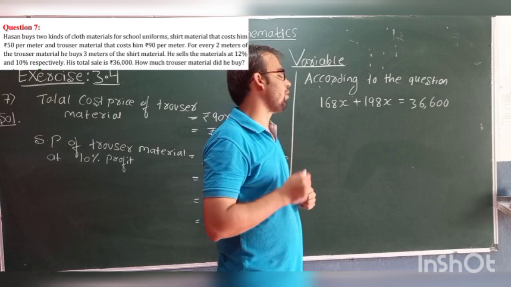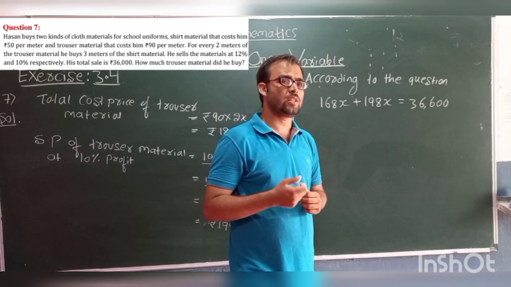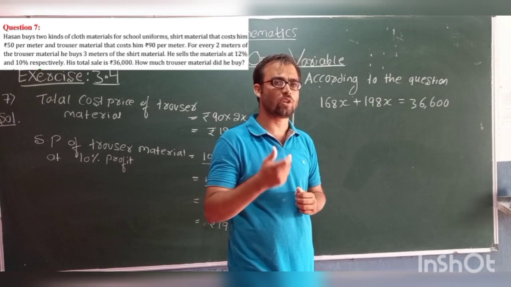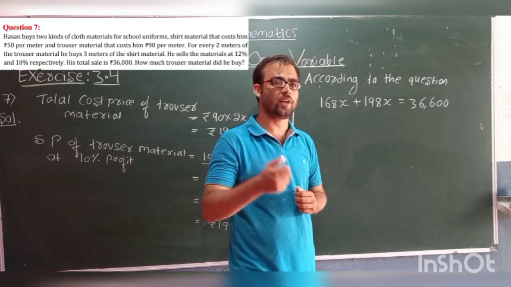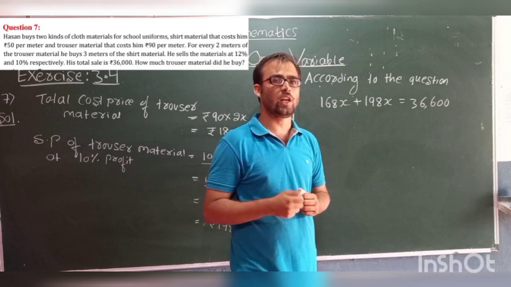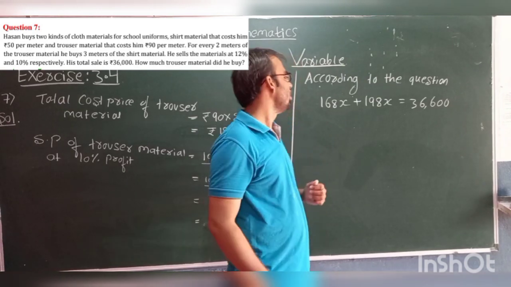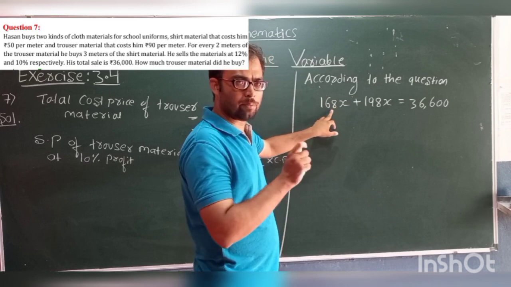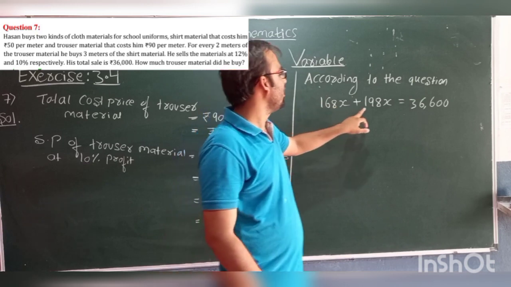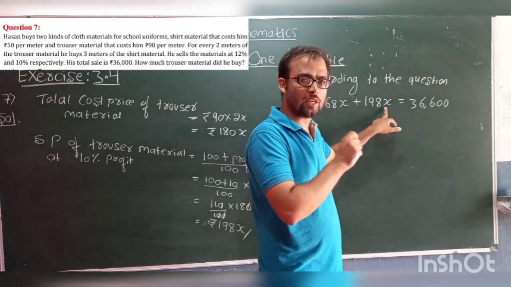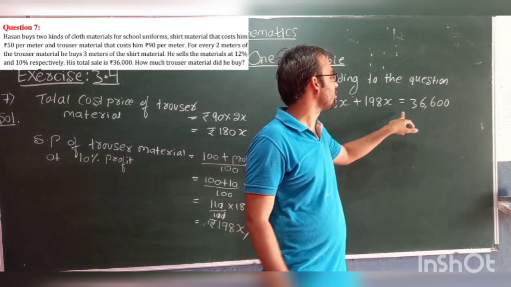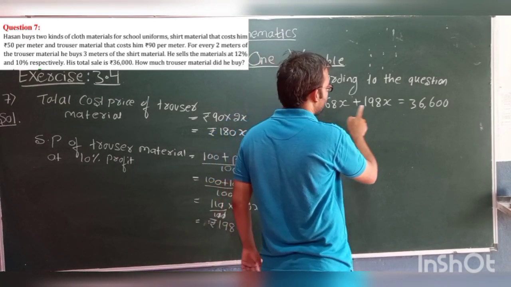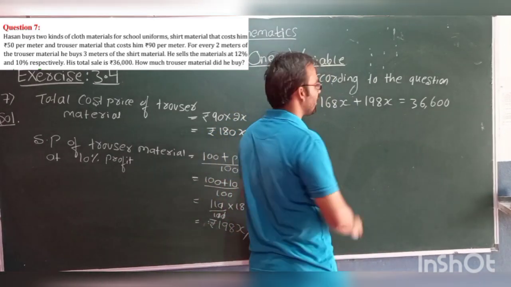So look at here, students, what they have given: the selling price of shirt material as well as the selling price of trouser material counts how much? 36,600. Okay, so here there will be a total sale of 36,600 rupees. So that's why we have written 168x, that is nothing but the selling price of shirt material, and 198x, that is nothing but the selling price of trouser material, equals 36,600.